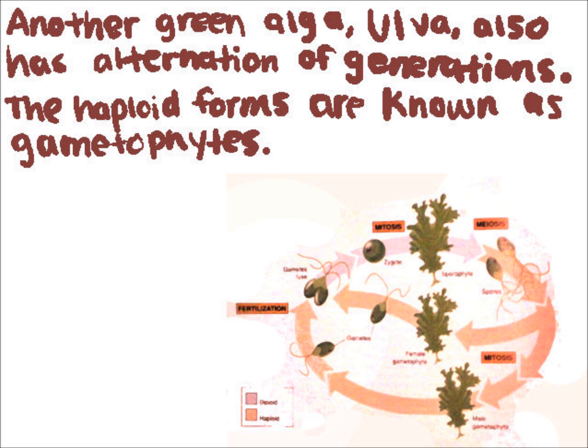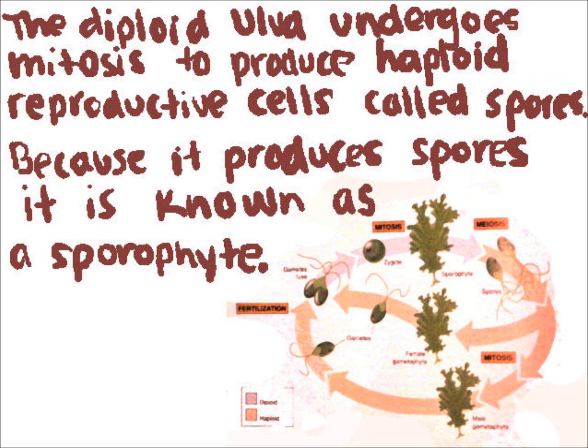Another green alga, Ulva, also has alternation of generations. The haploid forms are known as gametophytes. The diploid Ulva undergoes meiosis to produce haploid reproductive cells called spores. Because it produces spores, it is also known as a sporophyte.